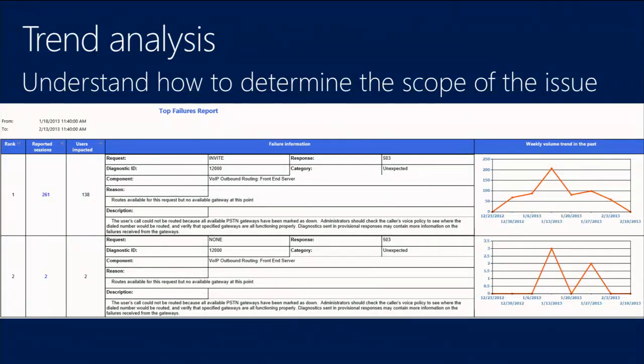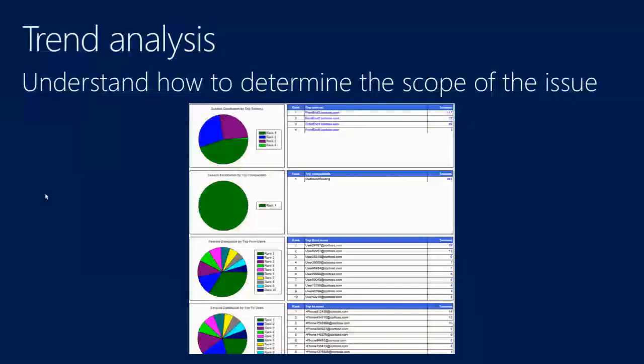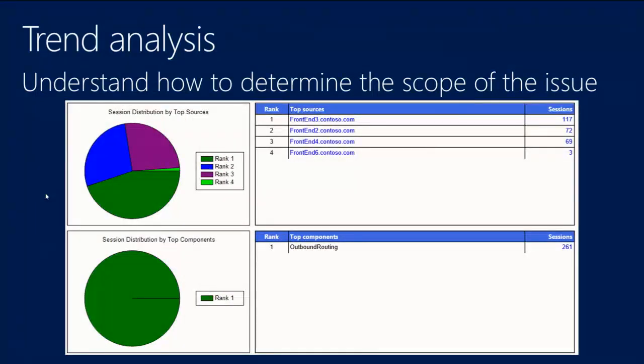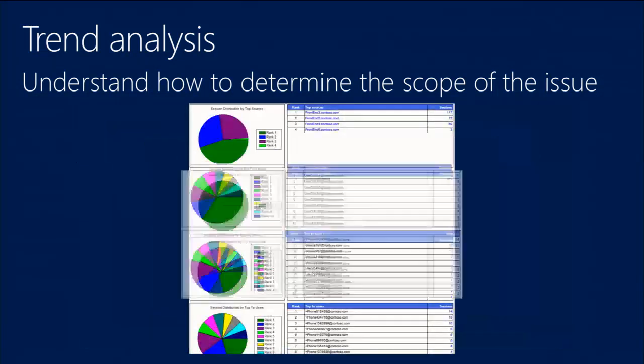So in that, I can go ahead and click on reported sessions to get more information. Now this report's a little bit small, so we're going to zoom in a little bit. And I can go through on that reported sessions and try to narrow down where I was running into the issue. So in this case, I can see that this was reported from these particular front-end servers. It was an outbound routing, so it's always showing as outbound routing. But in different scenarios, you'll see more information in the distribution of components.